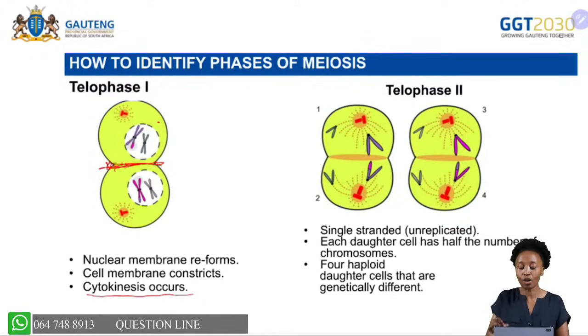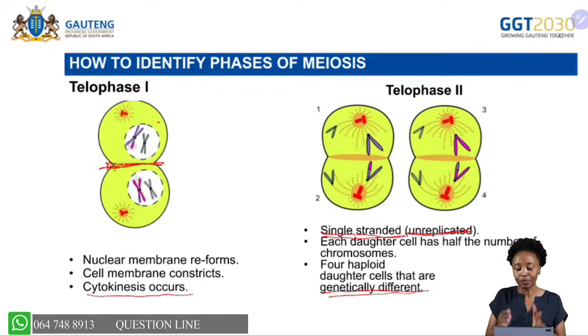And then at the end of telophase 2, there are 4 cells, because remember when we started with 1 cell, and then at the end it gives rise to 2 at the end of meiosis 1. Then those 2 cells continue with meiosis 2, and then at the end of meiosis 2, there will be 4 cells. So it's the same thing. At the end of telophase 2, you have single-stranded or unreplicated chromosomes. Then each daughter cell has half the number of chromosomes, and we have 4 daughter cells that are genetically different.